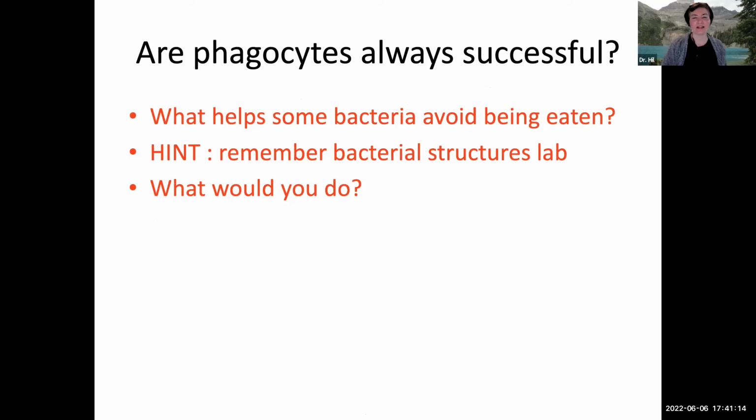Now, are phagocytes always able to catch their man like in that video? Not always. So what are some of the tools, strategies, defenses that bacteria have to avoid phagocytosis? Put that into the chat. Capsules, that's right. Remember we talked about how capsules make bacteria invisible, and there's also capsules around some fungi. Anything else?